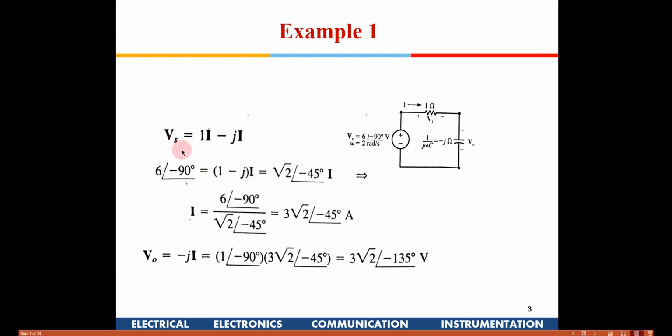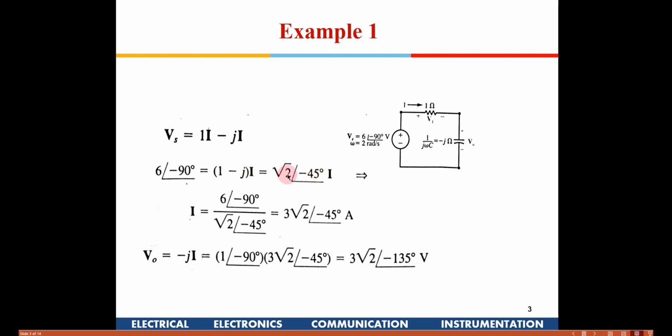V is equal to, this is just Ohm's law. So this is the voltage, and this is 1 minus j, which is the total impedance, that is 1 and minus j, into I. So from here we take I equal to 6 with angle minus 90, divided by 1 minus j, which can be represented as root 2 at minus 45.